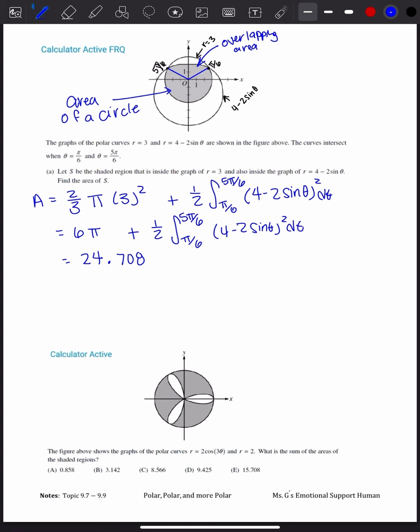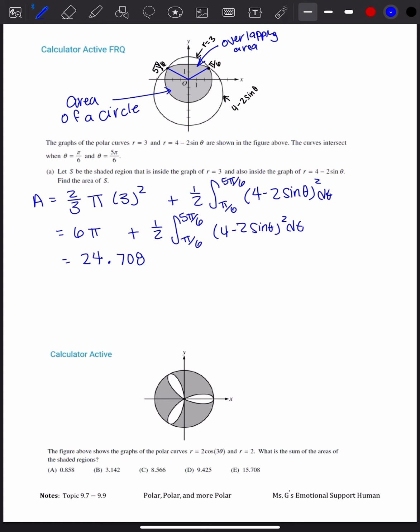We have one more here, which is our last calculator active question. We have the figure above shows a graph of the polar curve r equals 2 cosine of 3 theta, and r equals 2. What is the sum of the areas of the shaded regions? So we are going to take this as a washer method problem, the big difference being that it's not a volume, but that idea of taking the outside area minus the inside area.